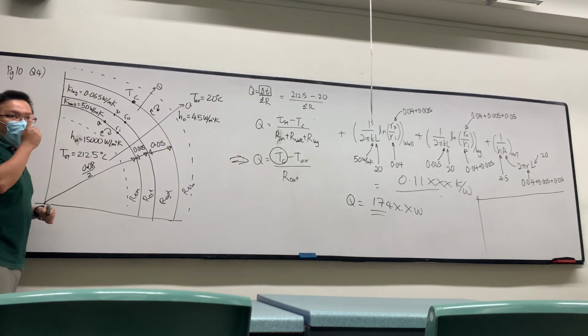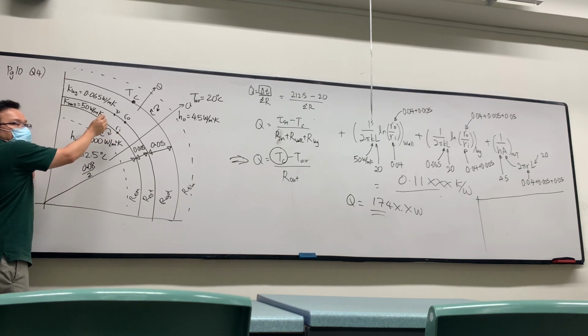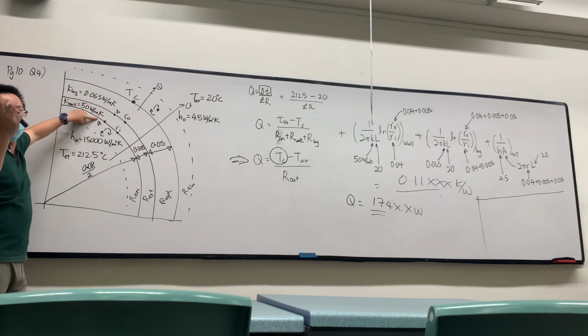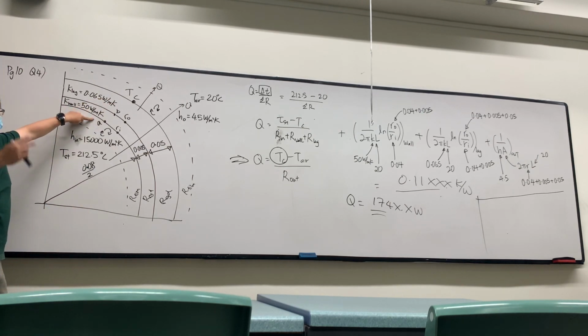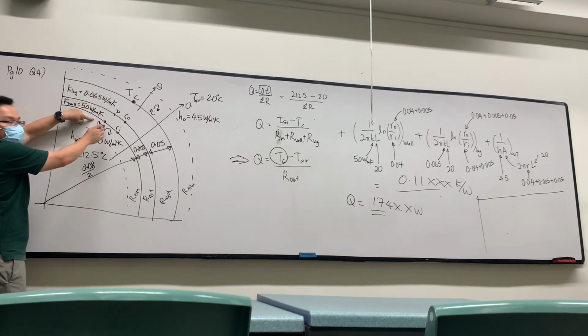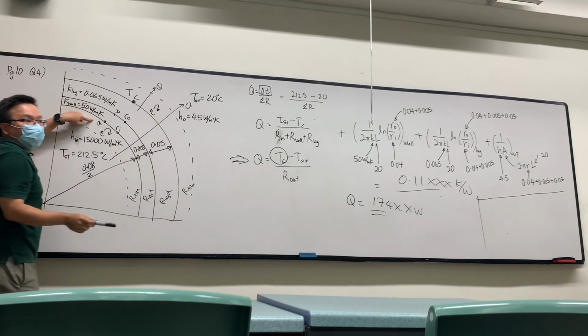Let me recap this also. If I want to find TA, what are the 2 ways I can do it? I told you TC, right? So how to find TA? 2 ways. TC minus TA, or the other way around, TA minus TC. Are we clear?